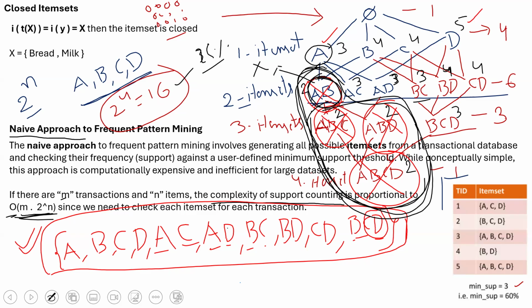If AB is not frequent, any of its supersets cannot be frequent. If, let's say, A itself is not frequent, any of this cannot be frequent. AB, AC, AD, all of this cannot be frequent. So you can just ignore all this tree, okay, and directly go to B. So that is one of the ways to prune the space. That approach is called the Apriori approach, or the Apriori algorithm.